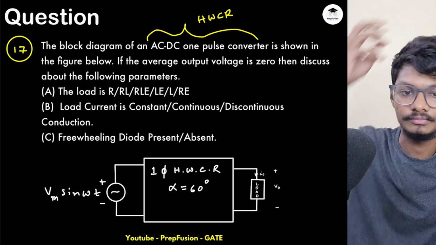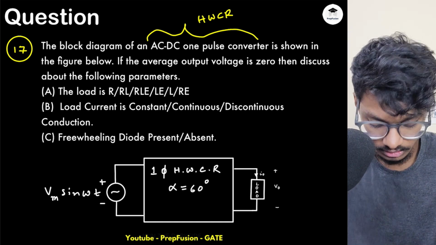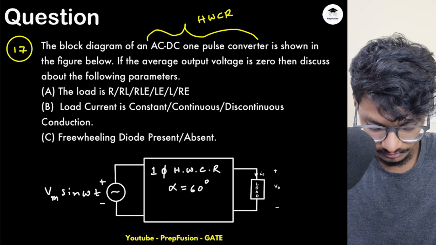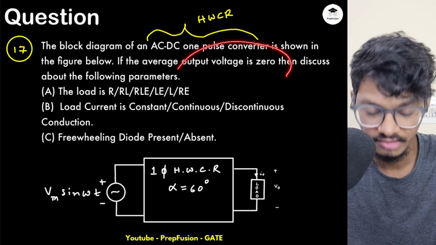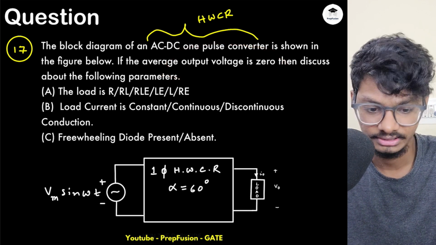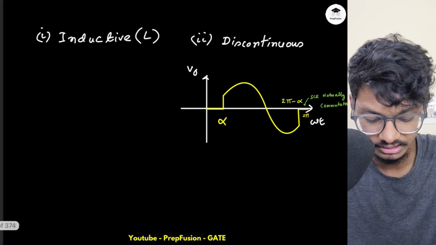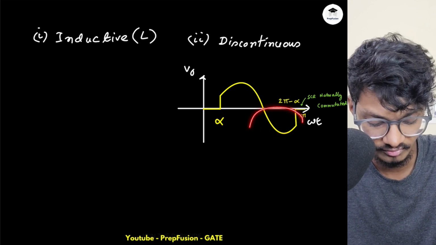So here, if I talk about the freewheeling diode, in case of freewheeling diode, the average voltage can never be 0. Why? Because if there is R load, there will be some positive part. There will never be a negative part. Then the average can never be 0.